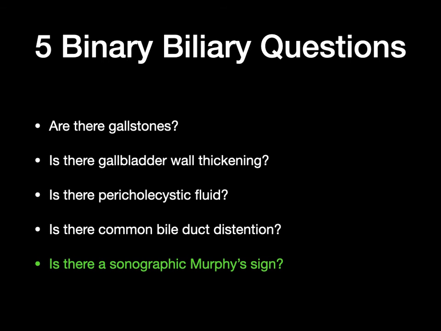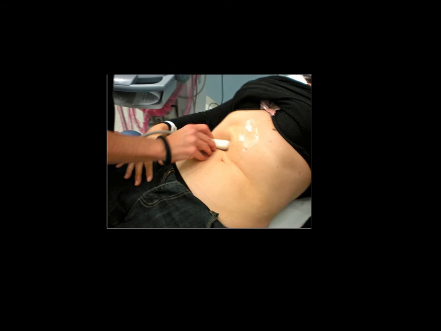On to the last binary biliary question: is there a sonographic Murphy sign? So a sonographic Murphy sign is elicited in a similar fashion as the traditional Murphy sign, except with the sonographic Murphy's, the probe is placed in the right upper quadrant and the gallbladder is visualized with the transducer prior to applying pressure to the area. With the gallbladder in view, gentle but firm pressure is applied with the probe. If an arrest of inspiration is noted on application of this pressure, the sign is considered present. If it is present, this is one of the more specific findings for cholecystitis.